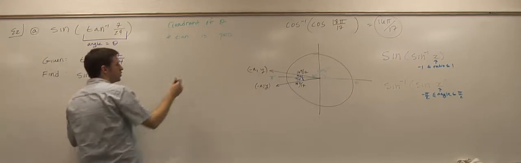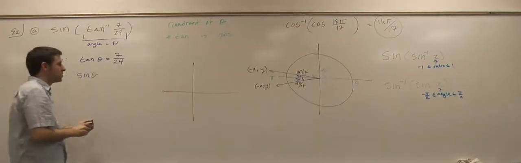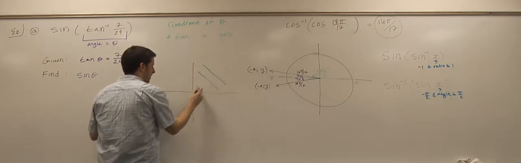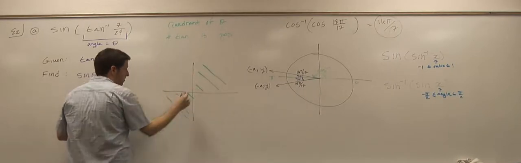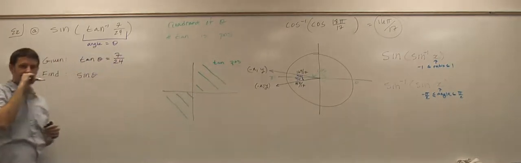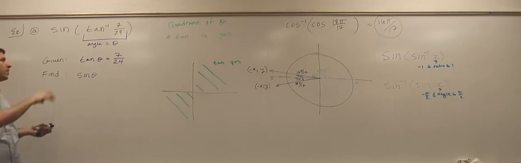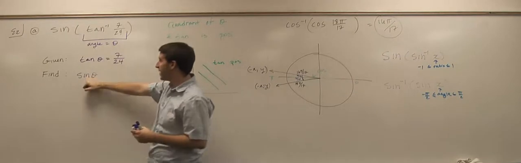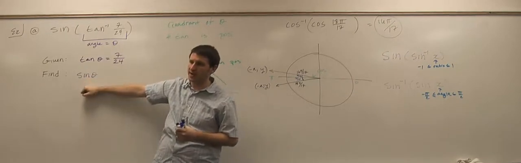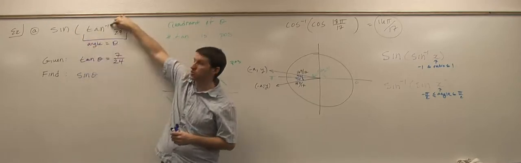That narrows me down to two quadrants. Which two quadrants is tangent positive in? 1 and 3. So tangent being positive puts me here. But that's not enough, because I need to decide between 1 and 3. So how can I narrow it down? Now don't worry about sign. I'm trying to find sine, so I have no idea whether sine's positive or negative. It's what I'm trying to find. So this guy actually doesn't tell you anything. But this guy tells you something.